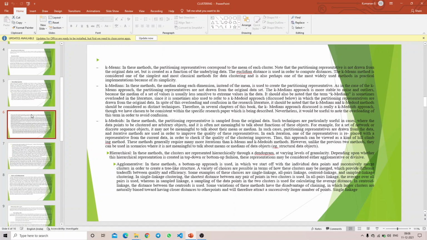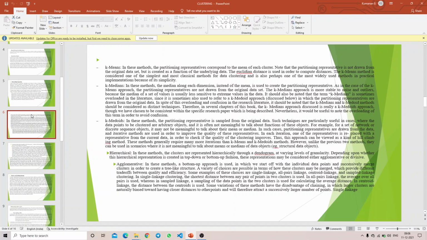methods. However, unlike the previous two methods, it can be used in scenarios where it is not meaningful to talk about means or medians of data objects. Example, structural data objects. Hierarchical.